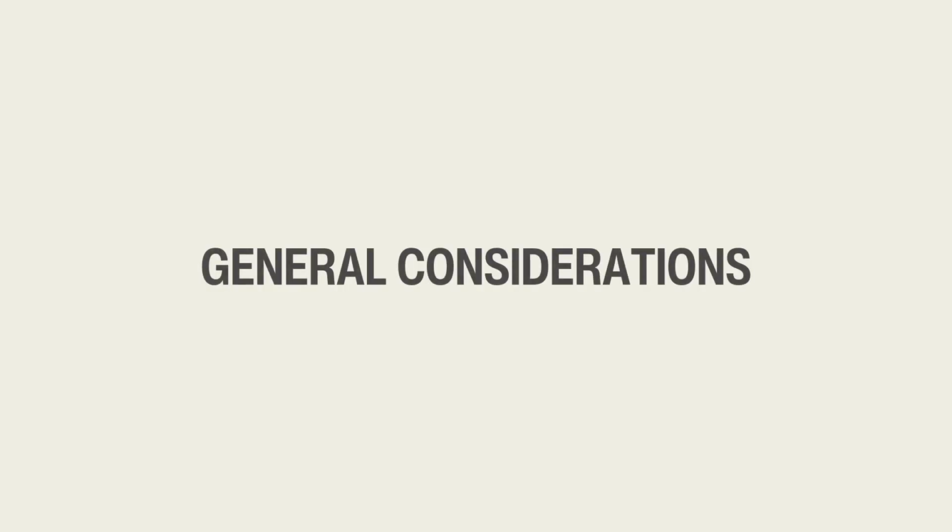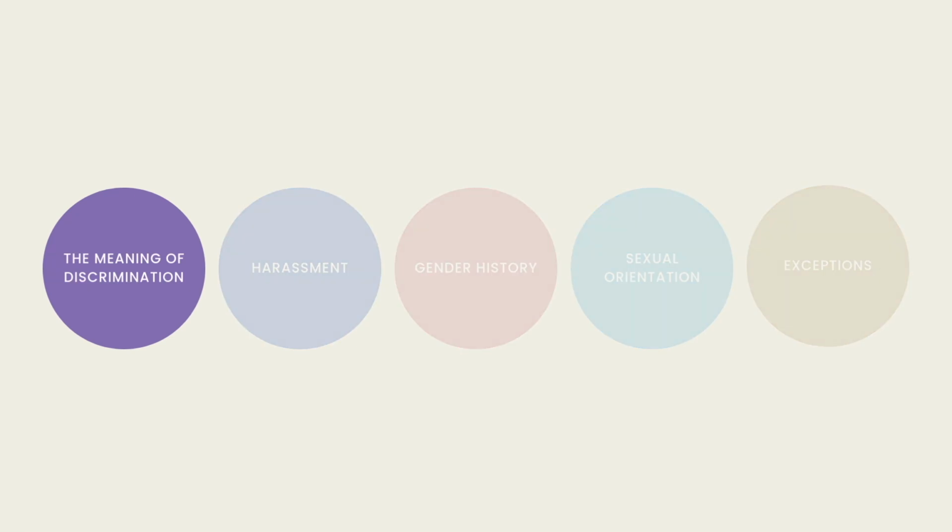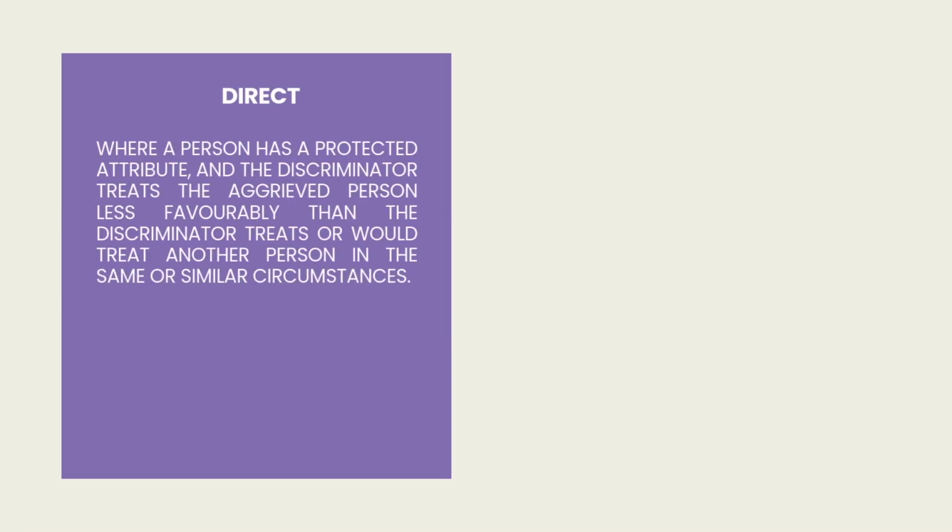Let's now take a look at some of the general issues that might arise when interpreting and applying the Equal Opportunity Act. The Act does not define discrimination, but describes types of conduct which constitutes direct and indirect discrimination. Direct discrimination occurs when a person has a protected attribute and the discriminator treats the aggrieved person less favourably than the discriminator treats or would treat another person in the same or similar circumstances.